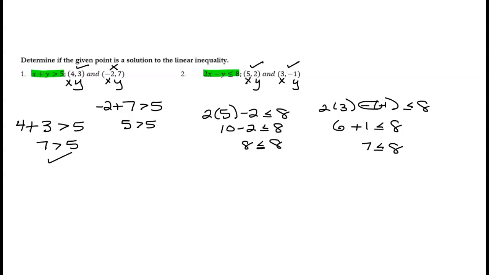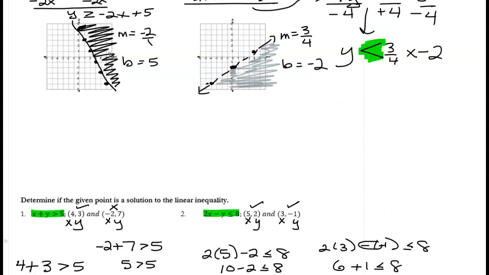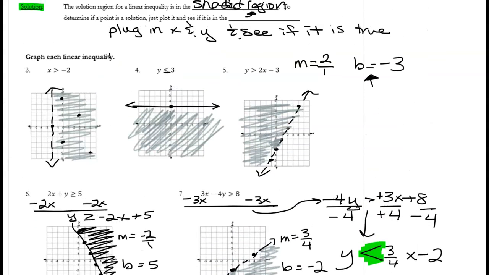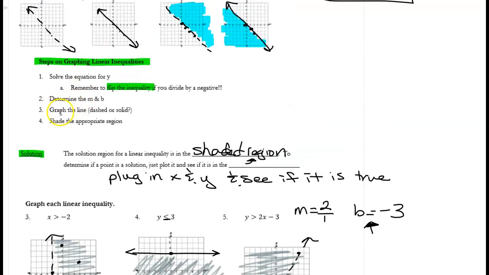So if you are finding solutions, you can either plug in the x and y and see if it's true or false, or you could graph it and see if it's in the shaded region. Remember, when graphing, it's really important to first figure out your m and your b, graph those, then figure out if it's solid or dashed, and then figure out where you're going to shade.